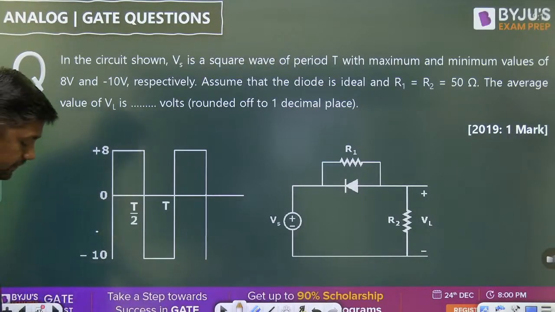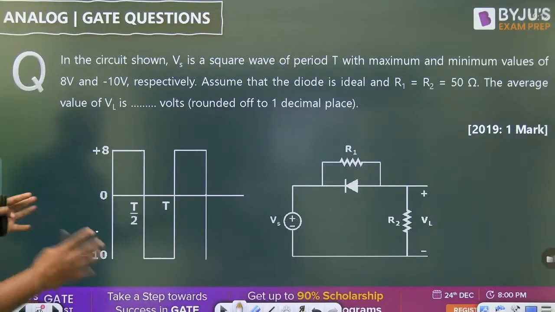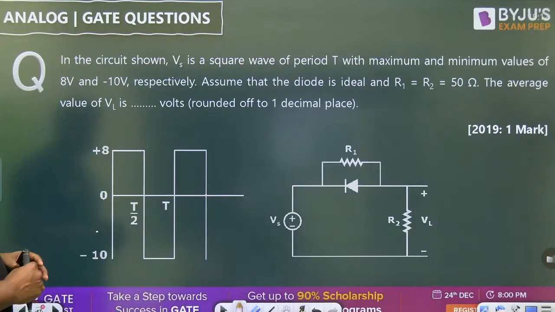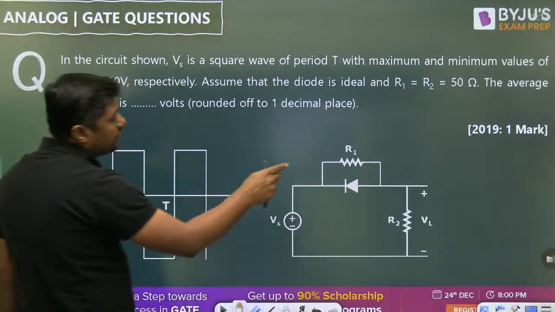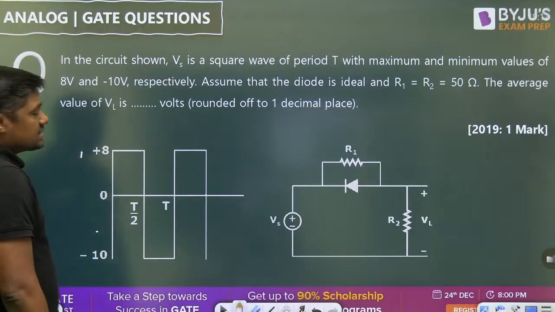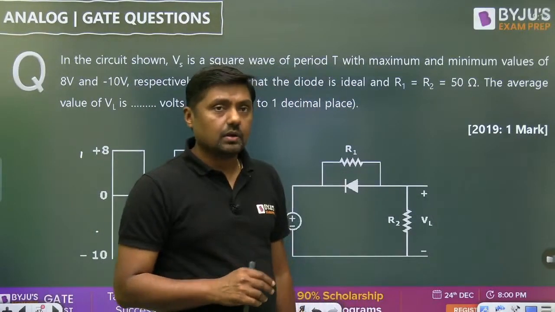Right, now look, in the circuit shown, Vs is a square wave. This is a square wave of period T with maximum and minimum values of 8 volt and minus 10 volt respectively. Assume that the diode is ideal, and R1 and R2 are 50 ohm. This is 50, this is 50. The average value of VL is asked. You have to find the average value of the VL, right?